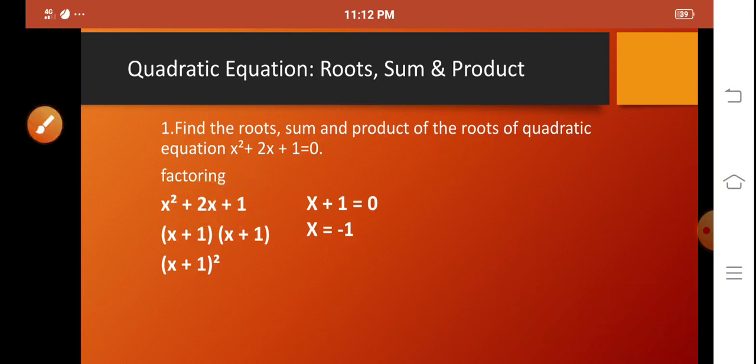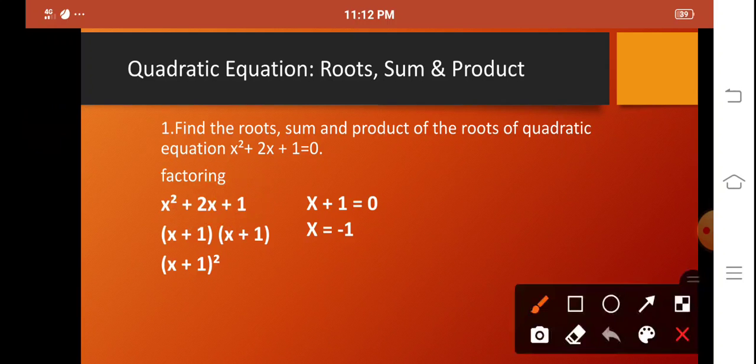So our factors are x plus 1 times the quantity x plus 1. It's a perfect square trinomial, so we have the square of the quantity x plus 1. How do we get the roots? We just equate the factors. x plus 1 is equal to 0, so one of the roots is -1. Again, our roots are -1 and -1.